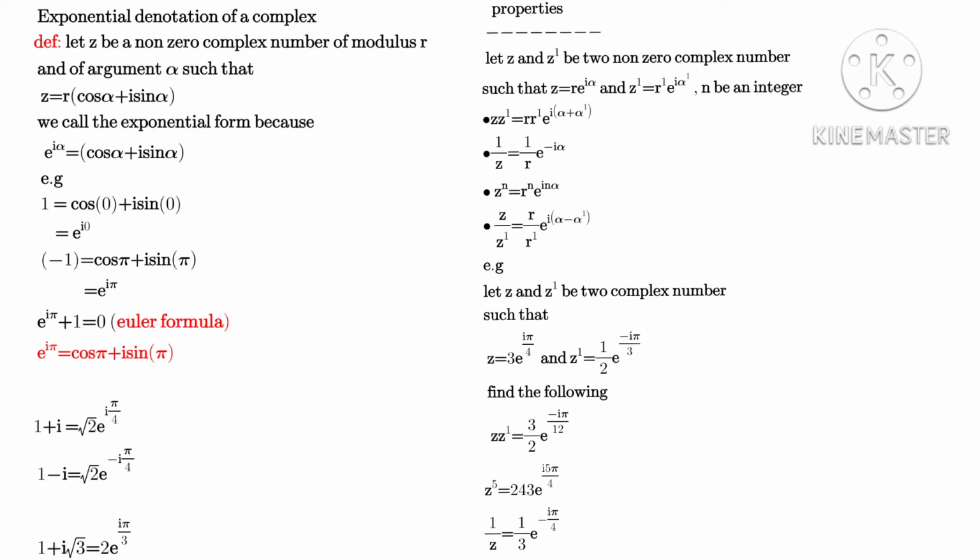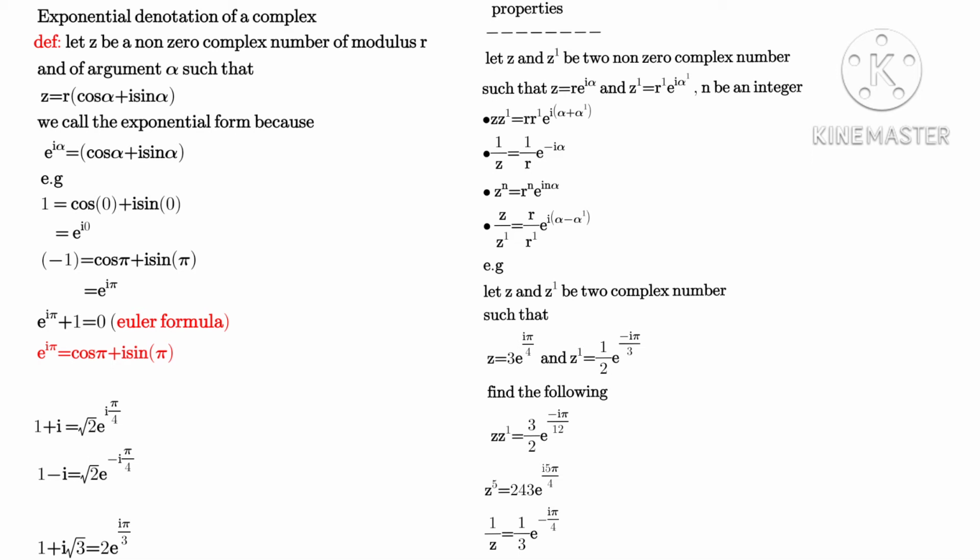So let z and z prime be two complex numbers such that z equals 3e raised to power i pi over 4 and z prime equals 1 over 2 e raised to power minus i pi over 4. So we are asked to evaluate z times z prime. So it means that we're multiplying the two non-zero complex numbers. So we have our final answer to be 3 over 2 for the first part, e raised to power i pi over 12. The second part, z raised to power 5.